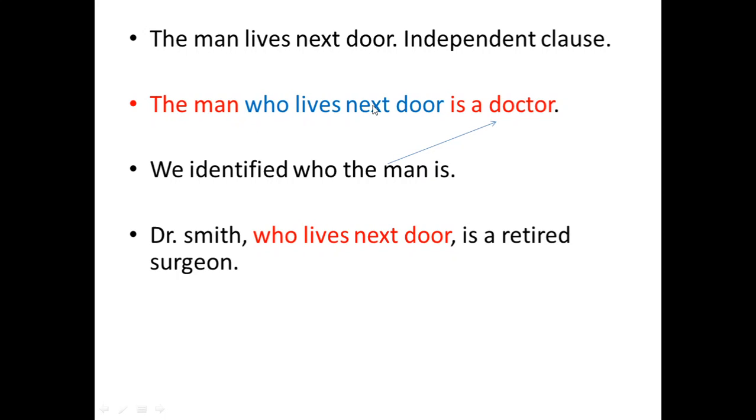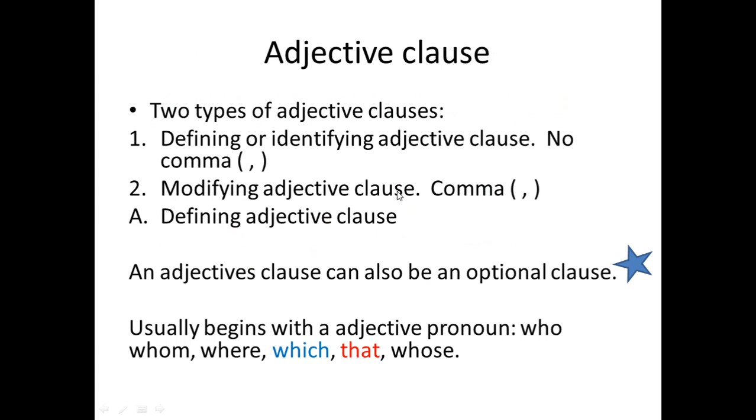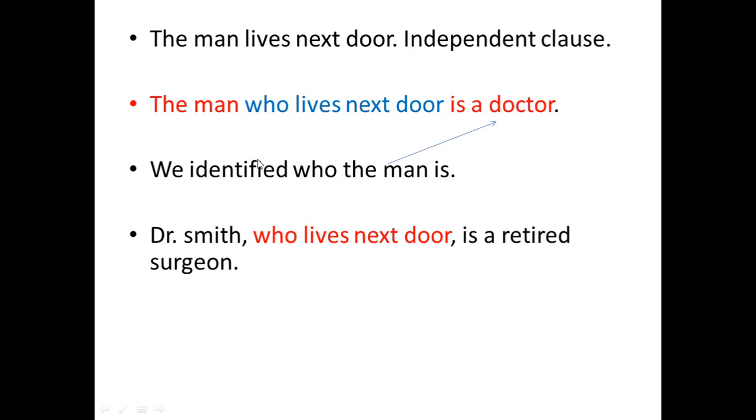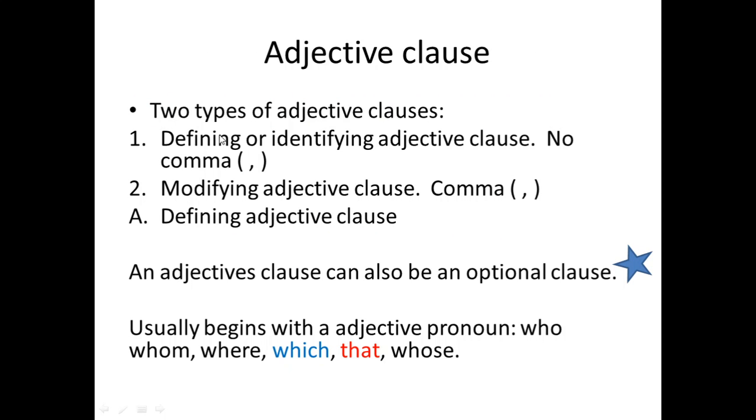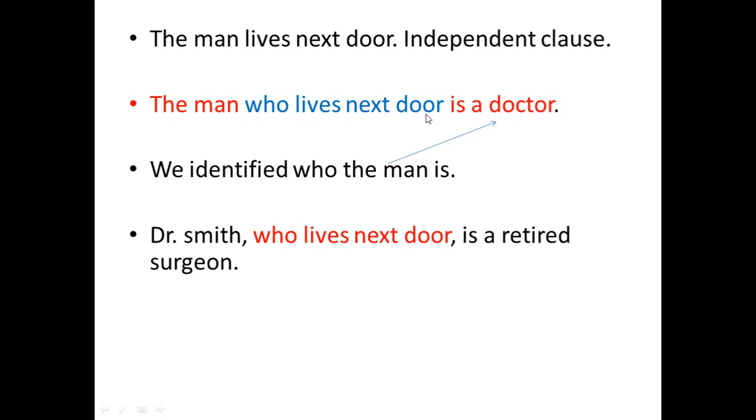So here, the man who lives next door is a doctor. This is important because it tells us who the man is. So we identified who the man is. And keep in mind, here we said defining adjective clause, we use no comma, right? So here we don't have any comma if you noticed, right? So this is the first type of adjective clause, which is defining or identifying adjective clause, because we have no comma in the sentence, right? Good.